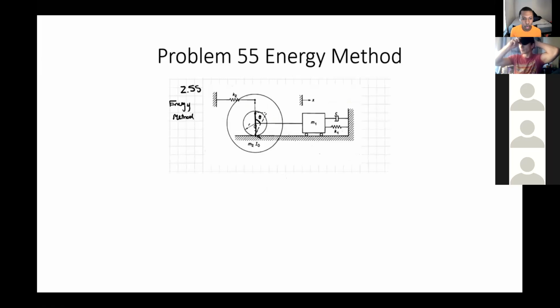So now we look at problem 55. You're going to go and do this energy method because we said energy method was easy. It works. But can we do that?